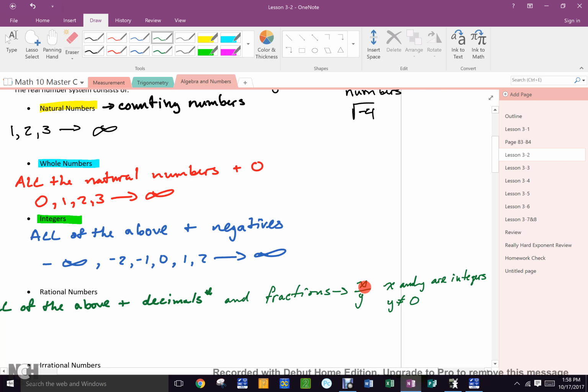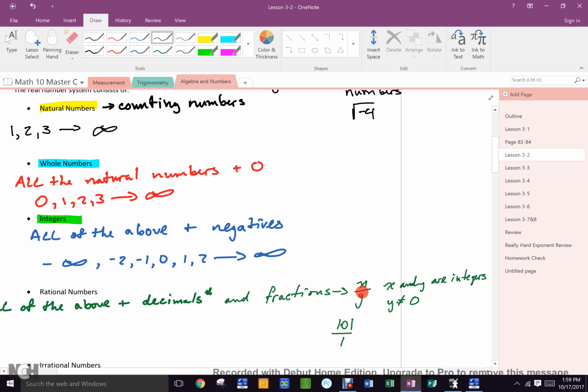Everybody cool? So let me ask you this. If that's the rule, why is 101 a rational number? It's not written in this form. Or is it? It's really 101 over 1, isn't it? So it is in that form.